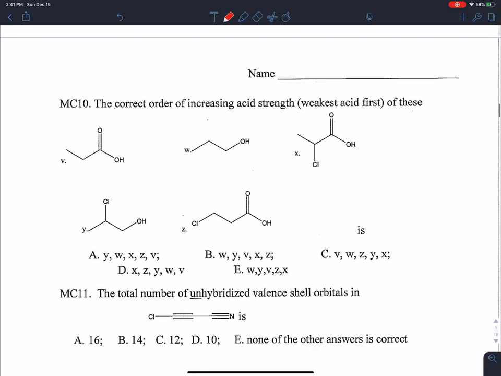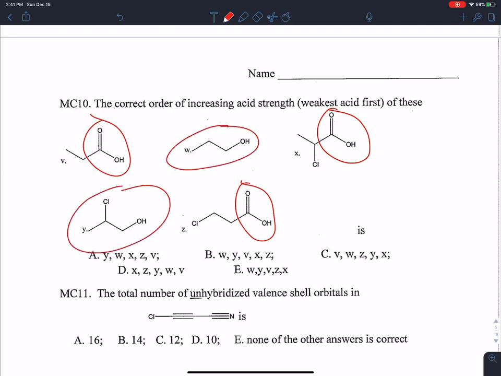Next question. The correct order of increasing acid strength, the weakest acid first, of these is... Well, here I have a carboxylic acid, which is better than alcohols. So I know one of these has to be the best one. Between the alcohols, the one that has the chlorine is going to pull more. So this one, Y, is better than W. So the weakest acid would be W. If weakest is W, you cut out C, D, and A. Next, I know should be Y. So both of these are W and Y. I can't decide right now.